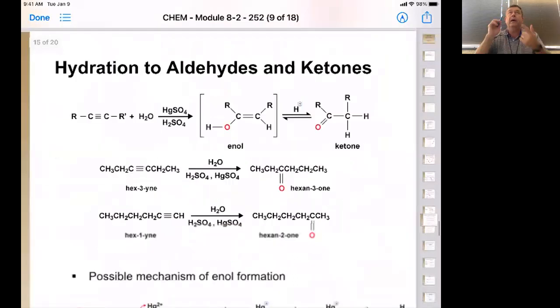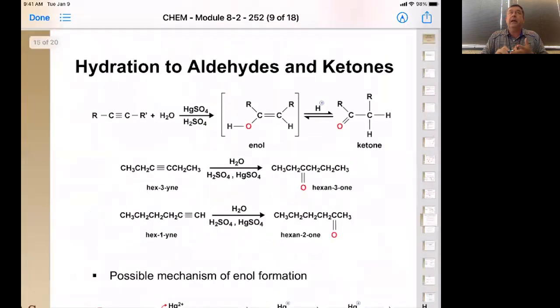So we've done addition of an acid, addition of halogens, we've done reduction. Now let's do hydration. We're going to add water across that triple bond, okay? So when we add water across the triple bond, we have to use a little bit of a catalyst here. In this case, we use mercury sulfate as our catalyst. And what's going to happen is we're going to add one equivalent of water across that double bond.